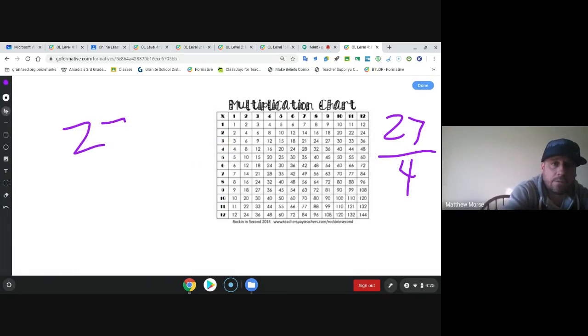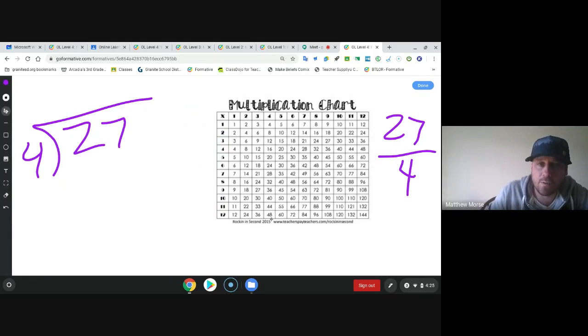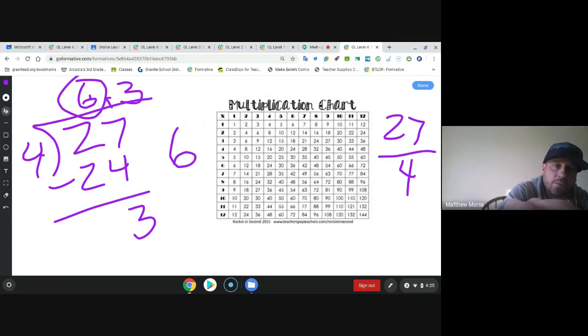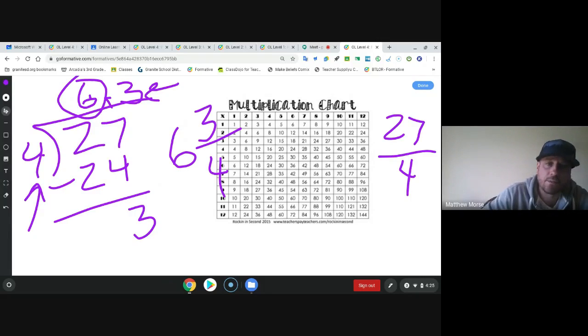Okay, 27 divided by 4. So check to see, can you multiply by 4 and get 27? No, but I can get close with 24 at 6. So 6 up here. 6 times 4 is 24. Subtract. So you have a 6, remainder 3. So whole number, numerator, and denominator: 6 3/4.